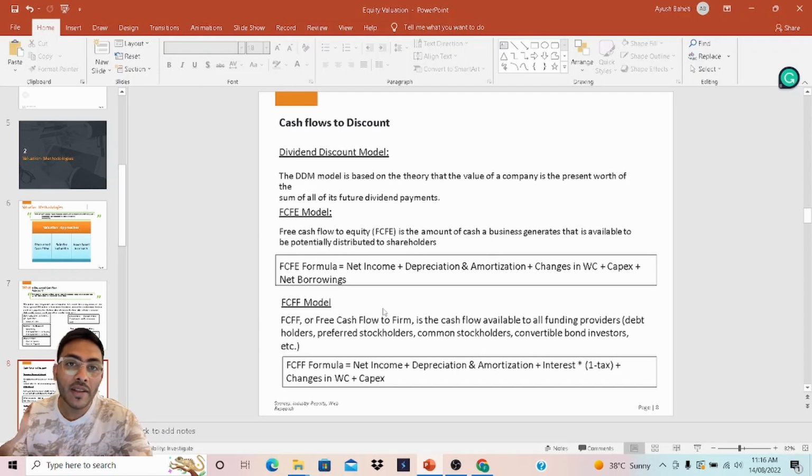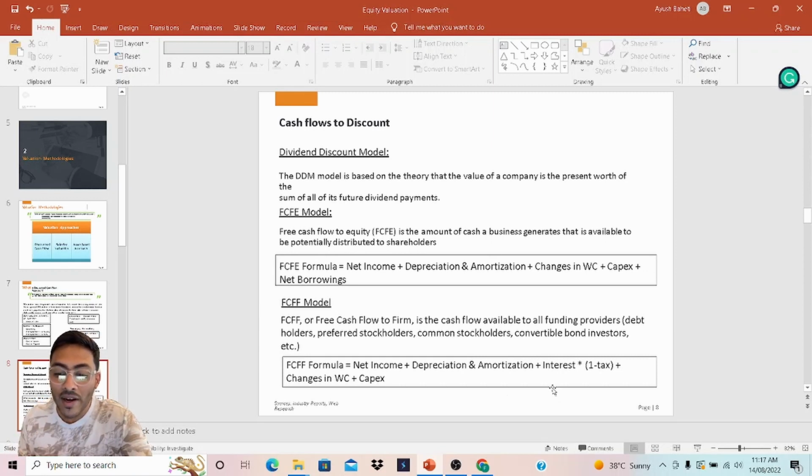Now, let's say if you're arriving at the firm value of the business, then we will use the FCFF model. The FCFF formula is your net income plus depreciation and amortization, similar to the FCFE formula, plus interest. Here we are adding interest because, from the perspective of debt holders, the return for a debt holder is the interest.